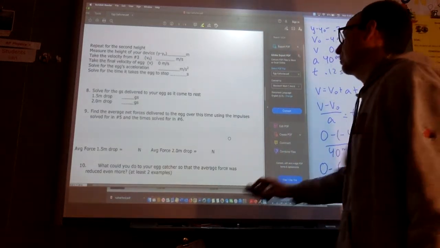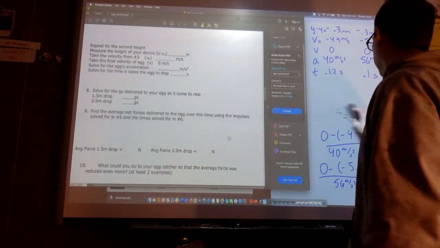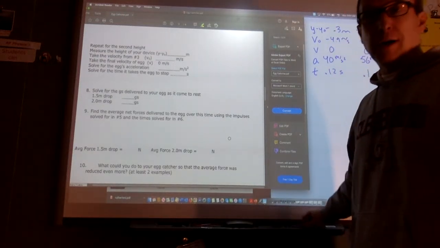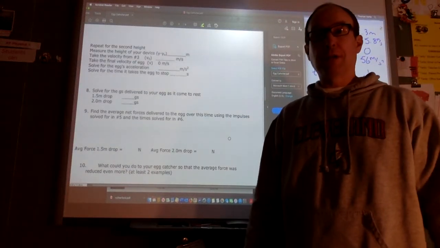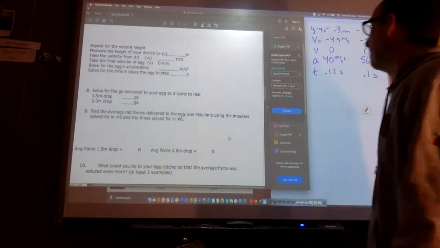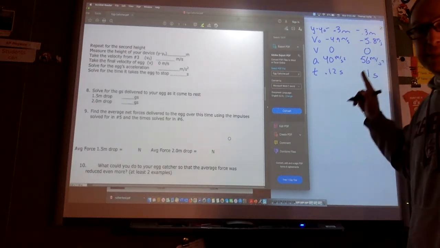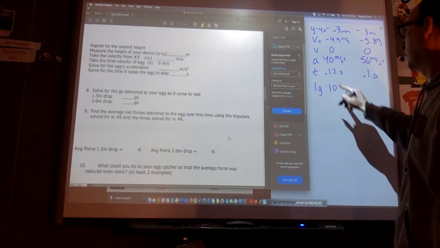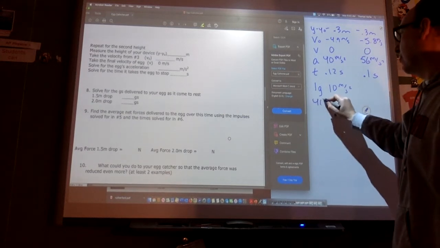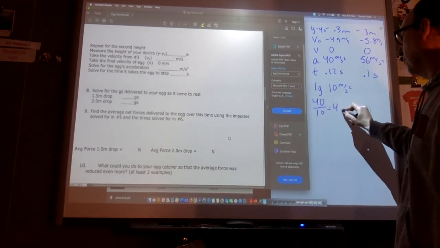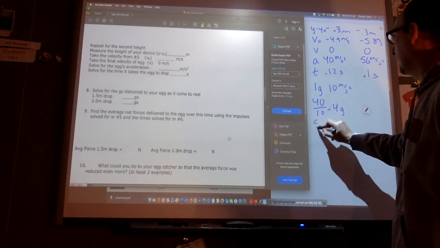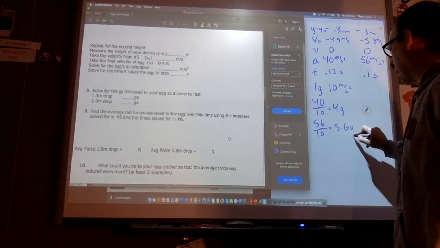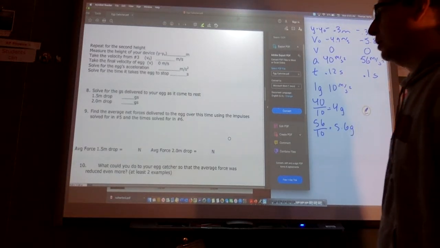All right, so I'm going to erase this. A little more review, taking us back to circular motion where we talked about G's. 1 G is 10. And so for this one, I would have 4 G's for the smaller fall and 5.6 G's for the bigger fall.